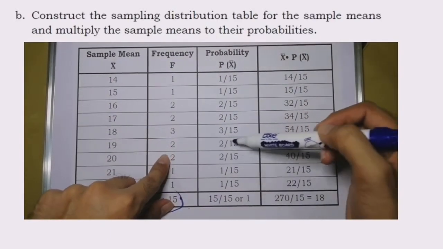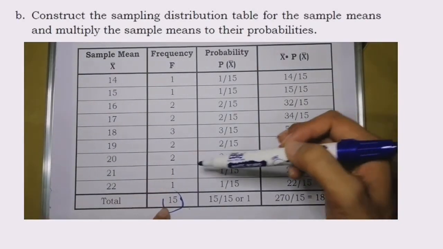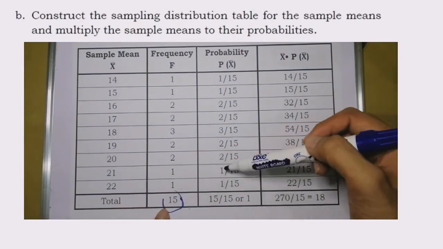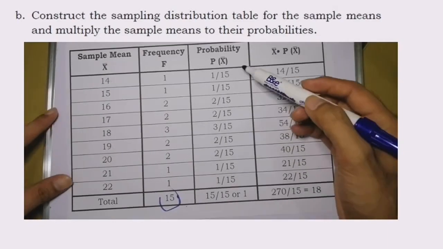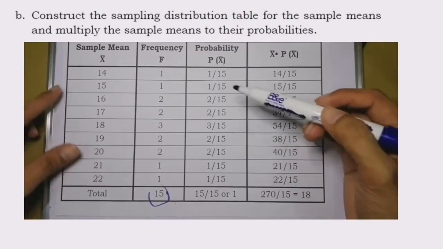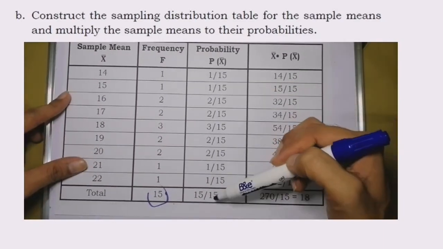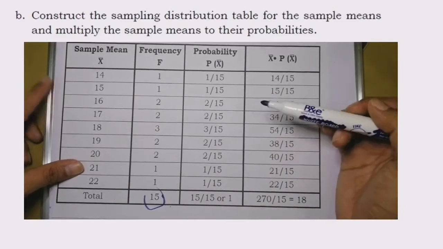Ang 19 is 2 over 15. 20 is 2 over 15. 21 and 22 is 1 over 15. So mao na pagkuha sa probability. Again, kung imo na silang i-plus tanan, equal to 1 gajud na siya.